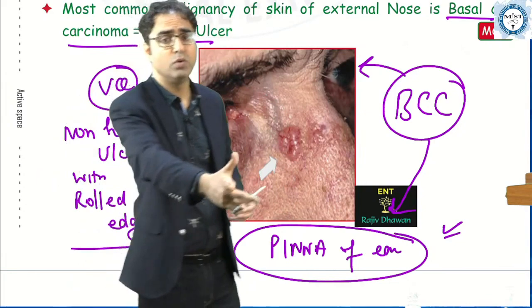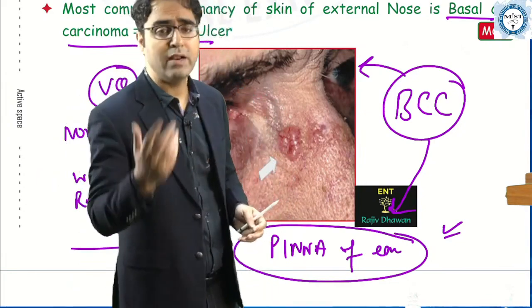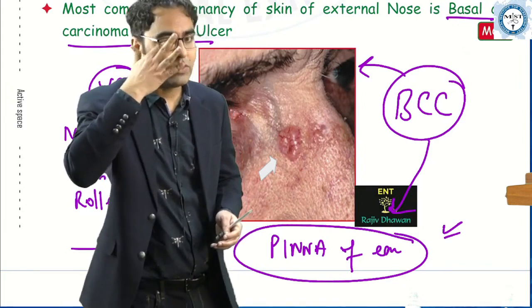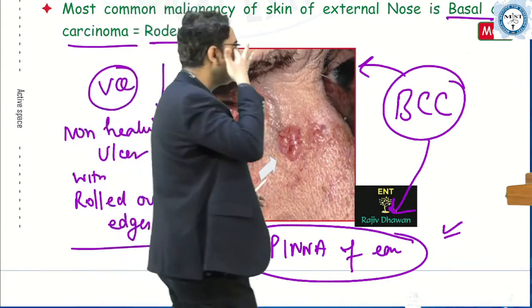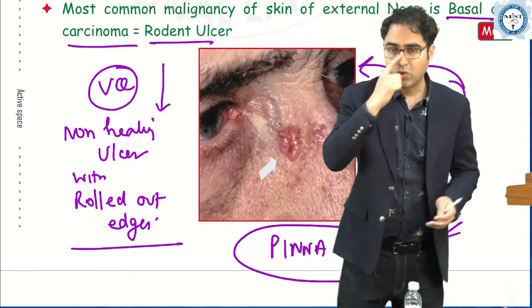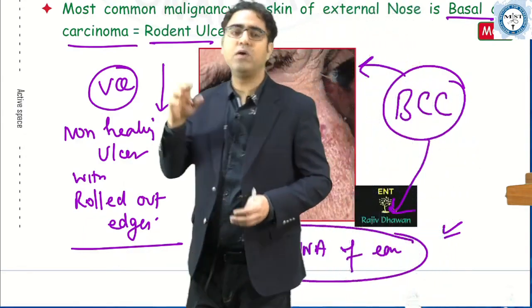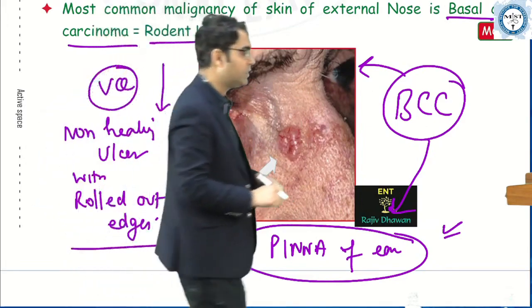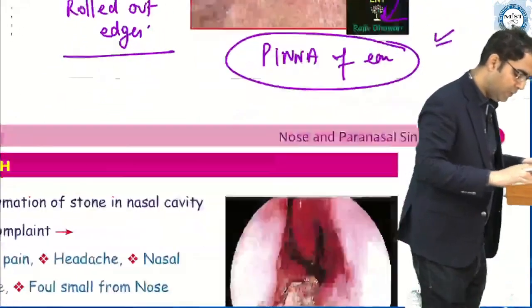Don't dissect the question too much. Don't overthink and change the question's answer to a rare answer and mark the answer wrong, beta. Don't do that. Any non-healing ulcer shown on the pinna or on the nose, please think about basal cell carcinoma or rodent ulcer, beta. Okay, fine. Let's move ahead, beta. Visual question, beta.